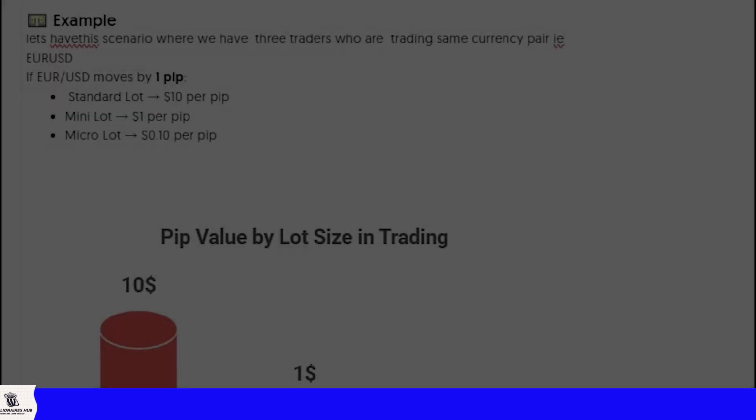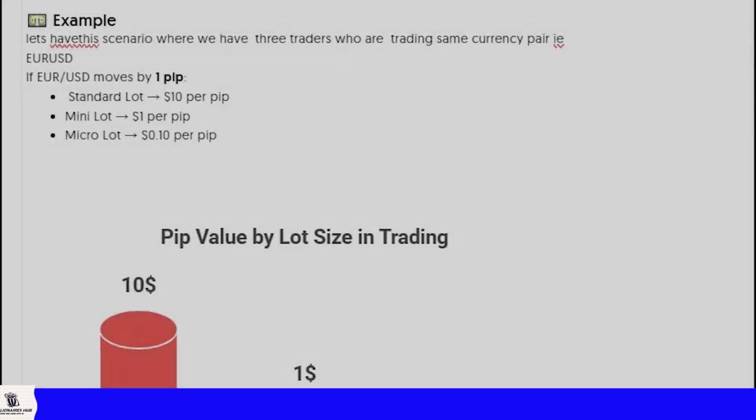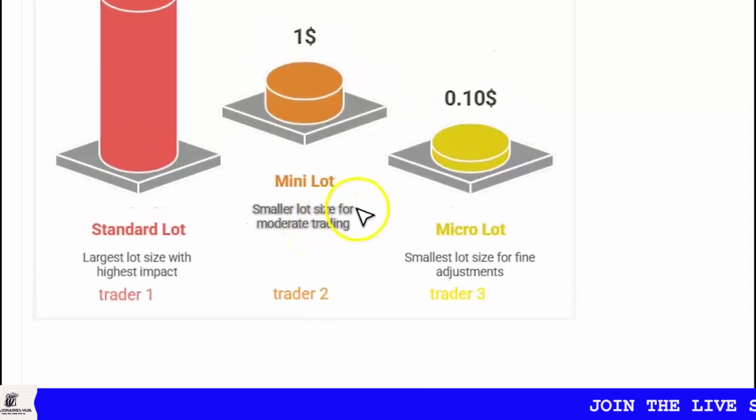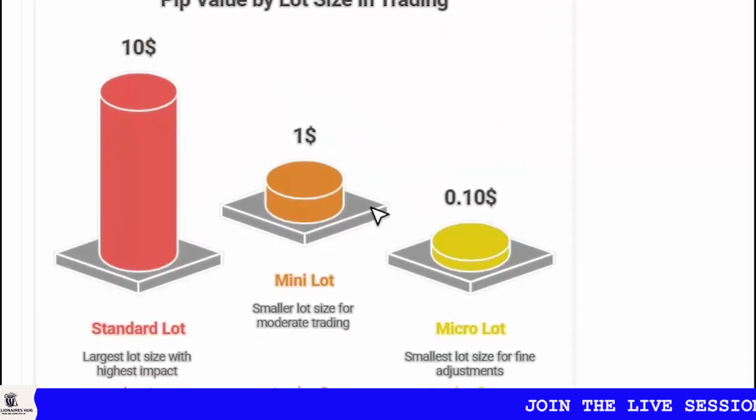So for you to understand this concept of lot sizes, let's create a scenario. We have three traders, that is trader 1, trader 2, and trader 3. They are all trading the same pair, that is Euro USD. And in this case, this pair moves by 1 pip. Trader 1 is using a standard lot size, trader 2 is using a mini lot size, and trader 3 is using a micro lot size. So what is the return, either as a profit or as a loss, after this pip movement?